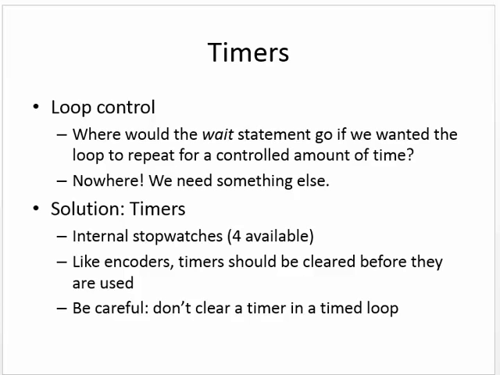Okay, here's the last thing I'm going to talk about today, and that's a timer. Timers are on a loop control. Where would the wait statement go if we wanted the loop to repeat for a controlled amount of time? Nowhere. We need something else. Well, the solution is timers. Internal stopwatches. There's going to be 4 available. They're like encoders. Timers should be cleared before they are used. Be careful, don't clear a timer in a timed loop.